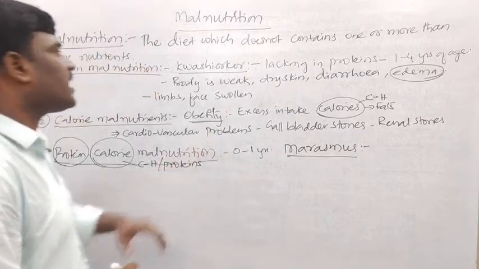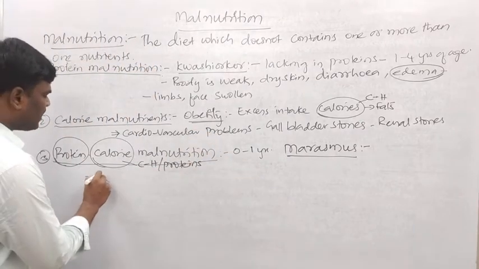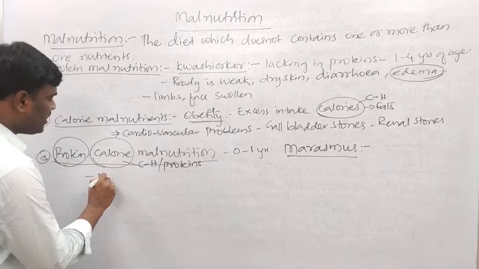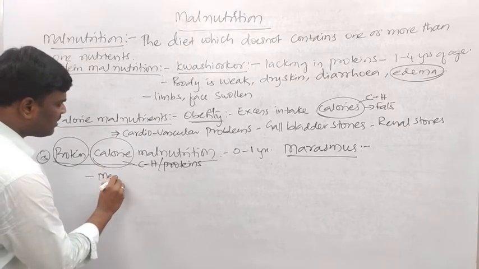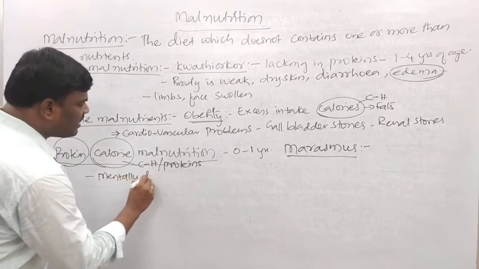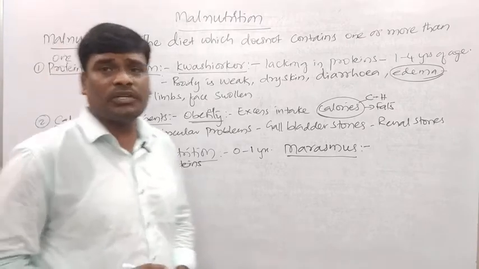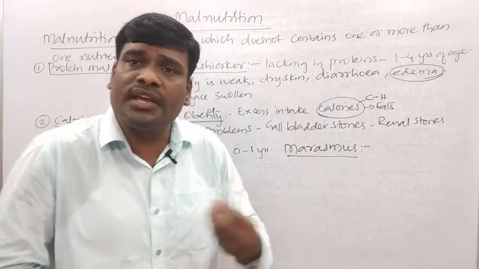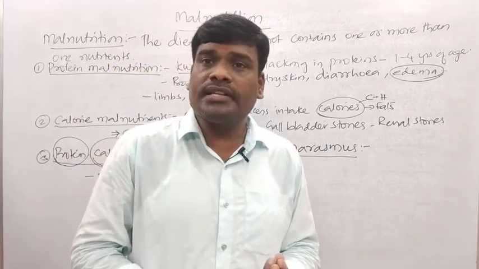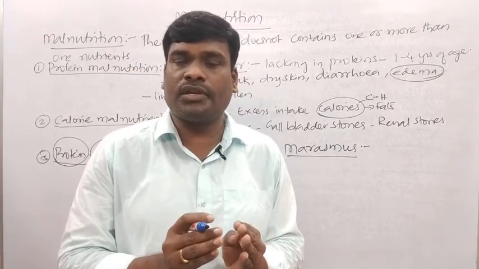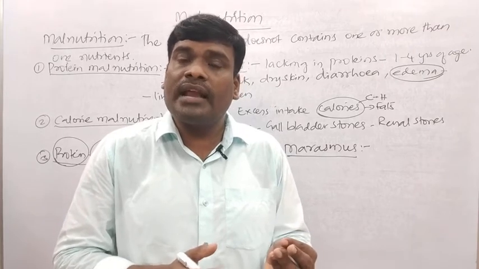Isn't it? So in this marasmus disease, their body is very dull, children. Very weak, and mentally they are very dull. So mentally they are dull. Mentally they are dull means what, children? They are infants. So how can we test their IQ here? We cannot test their IQ in the infant stage. So how can we know that they are mentally dull?